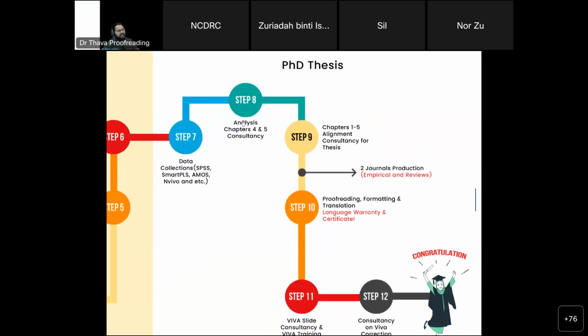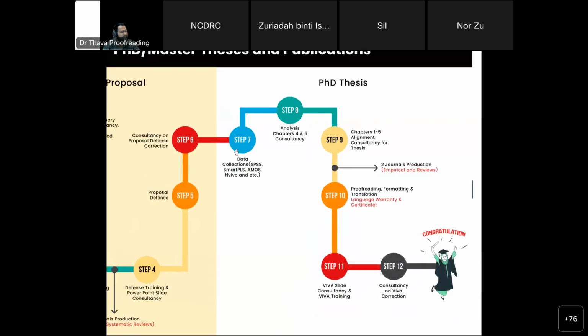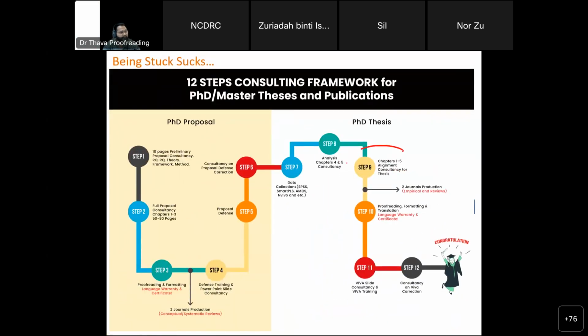Once you finish this analysis chapters 4 and 5, the integration is very, very important. How do you integrate here? Chapters 1 to 3, chapters 4 and 5, you produce step 9. Chapters 1 to 5, alignment consultancy for thesis. Why alignment? It's not as simple as just copy and paste. After you finish 4 and 5, you need to go backward and adjust back your chapters 1 to 3. Add more references, update references, add more content, tune your content to your chapter 4 and 5. Rewrite a lot of things sometimes and so on and so forth.